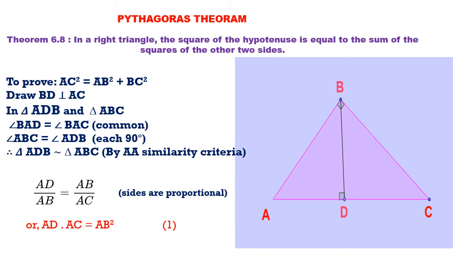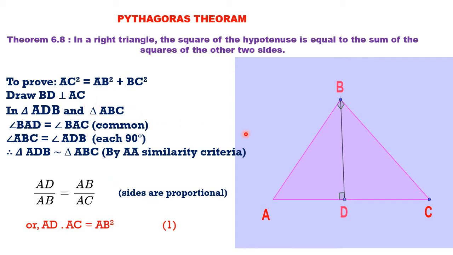Here we are going to prove Pythagoras theorem. According to Pythagoras theorem, in a right triangle, the square of the hypotenuse is equal to the sum of the squares of the other two sides. Which are the other two sides in this triangle? They are AB and BC. And which is the hypotenuse? It is AC, which is opposite to the right angle at B. You can see here the right angle is at B. And the side opposite to the right angle is AC. Hence it is hypotenuse.